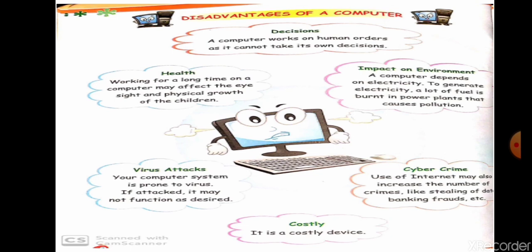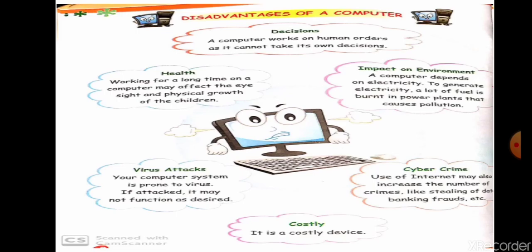Sometimes it is affected by cybercrime also. When we work with the help of internet, the number of crimes increases, like stealing of data, banking frauds, etc. It all increases.